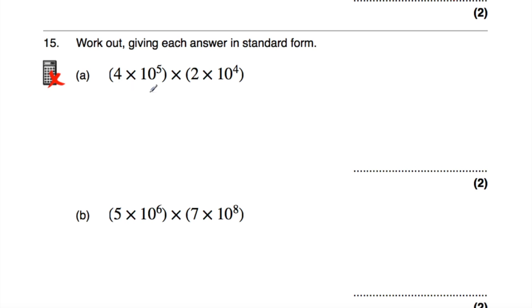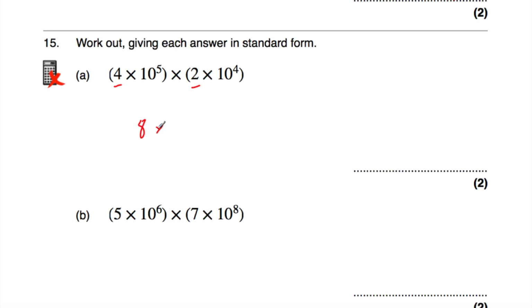So we've got 4 times 10 to the power 5 multiplied by 2 times 10 to the power 4. Whenever I'm answering a question like this without a calculator, I like to look at the numbers in front of the 10 to the power. So I like to look at the 4 and the 2 and multiply those to begin with. So 4 times 2 is equal to 8. So we've just timesed the 4 and the 2 together.